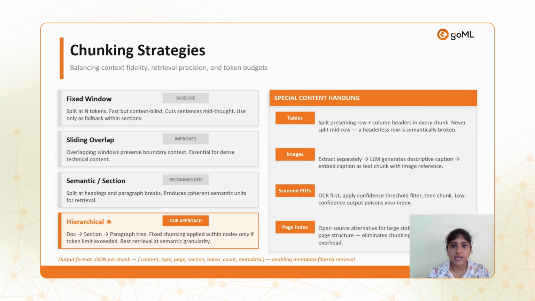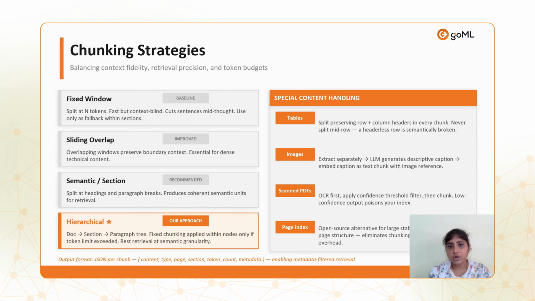And then fixed chunking is applied within each paragraph node if it exceeds the chunk size. So this means your retrieval operates at the most semantically meaningful granularity available, and you can retrieve at multiple levels depending on the query complexity.